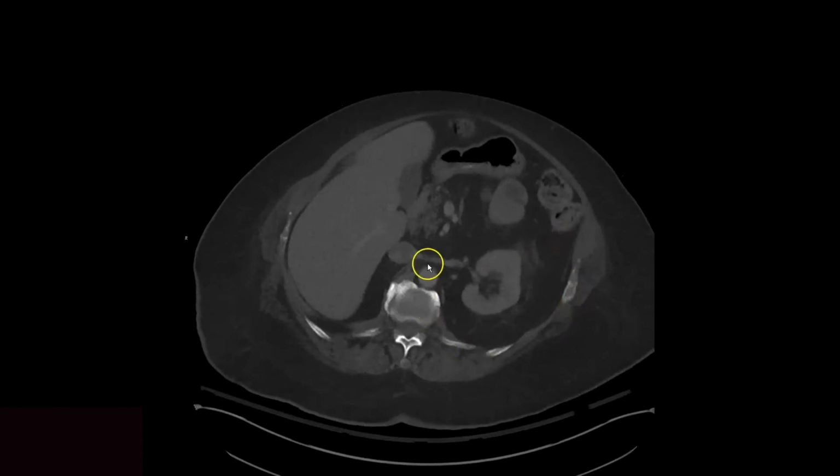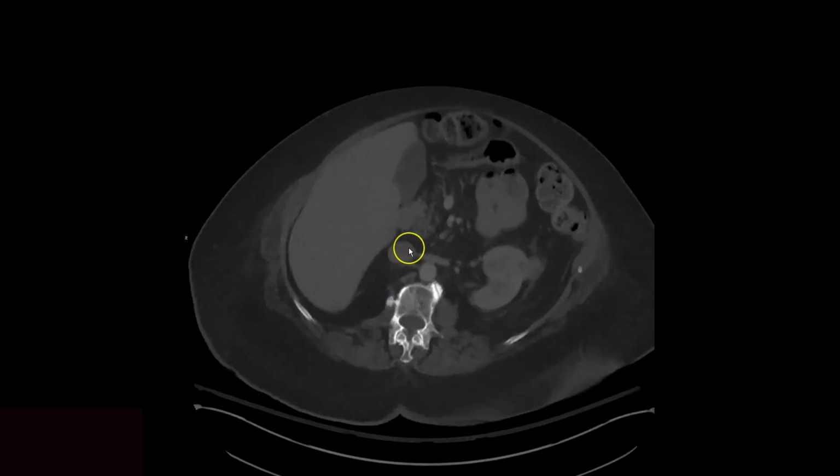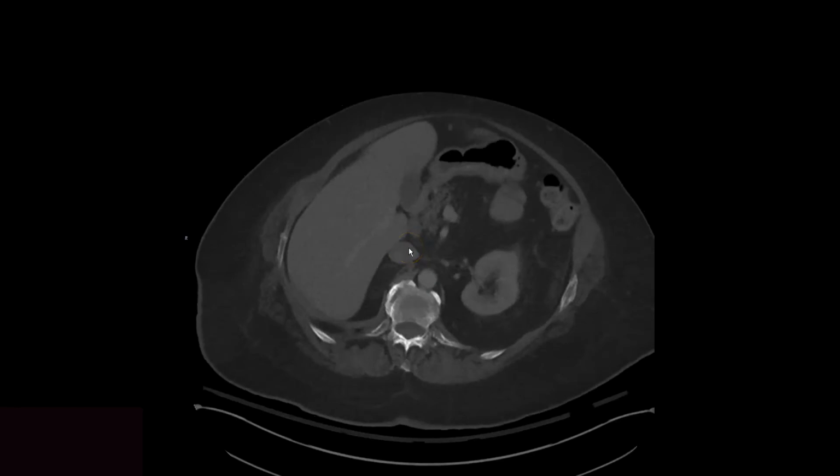With rib fractures and vertebral body fractures, I would always double check in a different plane when you can, just to make sure your numbers are correct, because it's easy to miscount. Also, not all patients have 12 ribs.